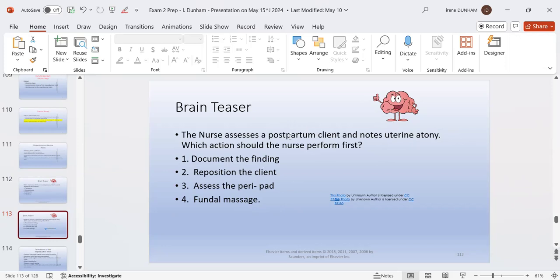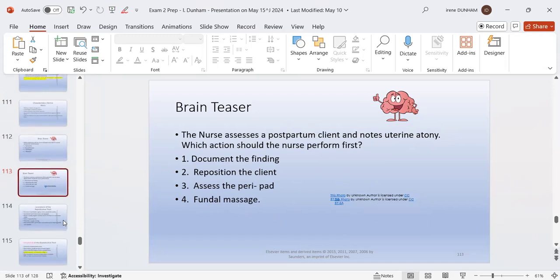So this tells you she delivered postpartum. This is where she has a soft, boggy uterus. That's what this one says. So what would I do first? Massage the fundus. You got it. You see how that connection works?